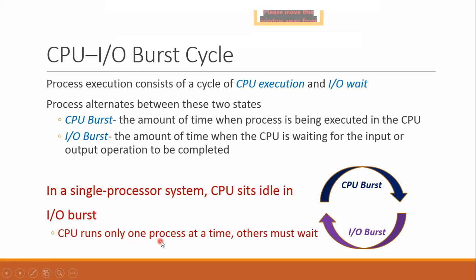CPU runs only one process at a time. In a single processor system, CPU runs only one process at a time. And if there are more than one processes in the system, then other processes must wait until the previous process has completed its execution. So as soon as a process completes its execution and CPU becomes free, then the other processes can be scheduled on the CPU.